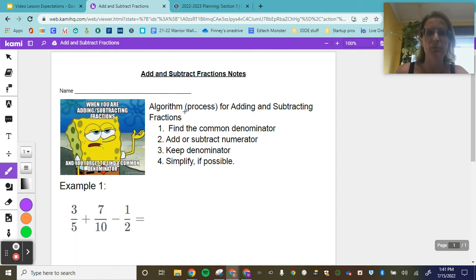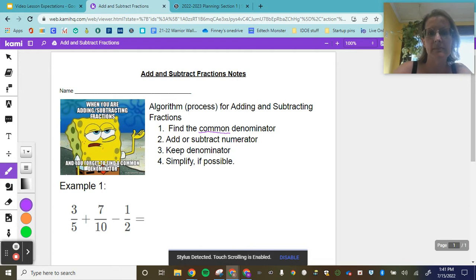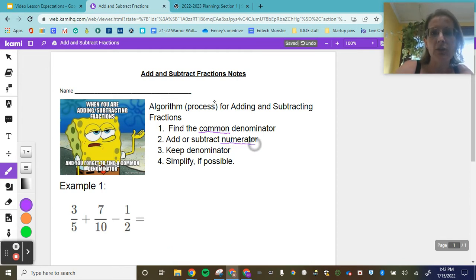The algorithm, which is the process or a set of rules for adding and subtracting fractions, is this. First, you find the common denominator. Then you add or subtract just the numerators and you leave the denominator the same. At the end, check to see if you can simplify.